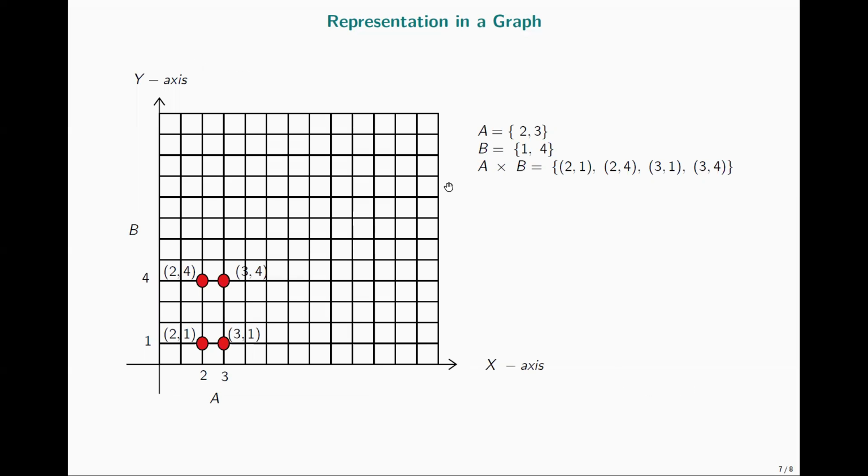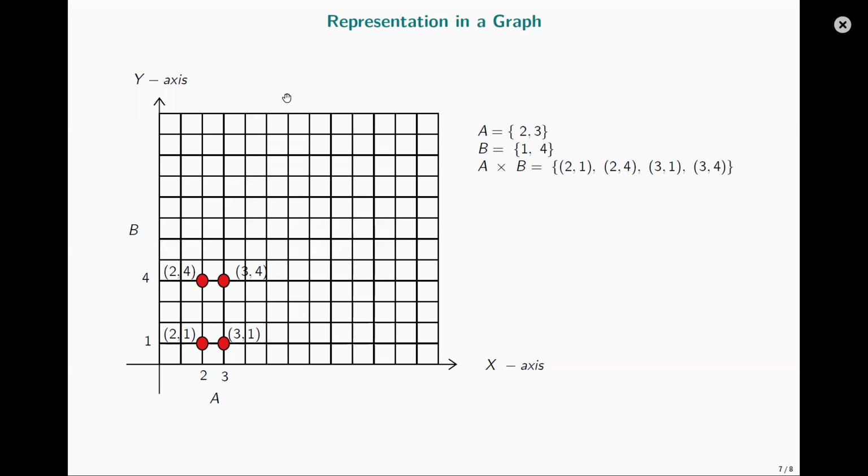Now let's take a simple example. Suppose A is equal to {2, 3} and B is equal to {1, 4}. So A times B is equal to (2,1), (2,4), (3,1) and (3,4). Now you see, A is {2, 3}, B is {1, 4}. So A times B is these sets. Can you see? This is in the Cartesian plane. So (2,1), this is (2,1). (2,4), this is (2,4). (3,1), this is (3,1). (3,4), this is (3,4).